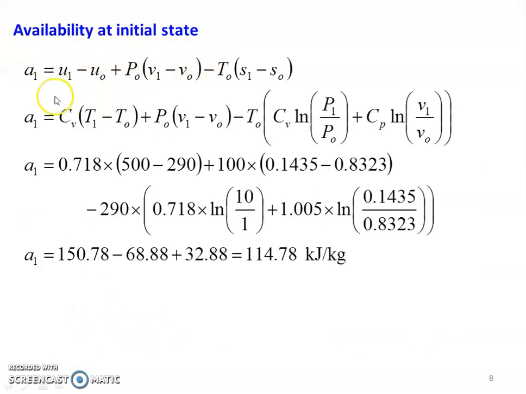Availability at the initial state. For the non-flow system, A1 equals U1 minus UO plus PO into V1 minus VO minus TO into S1 minus SO. U1 minus UO equals CV into T1 minus TO. And S1 minus SO equals CV into logarithmic of P1 by PO plus CP into logarithmic of V1 by VO.